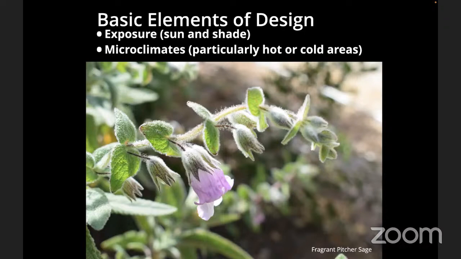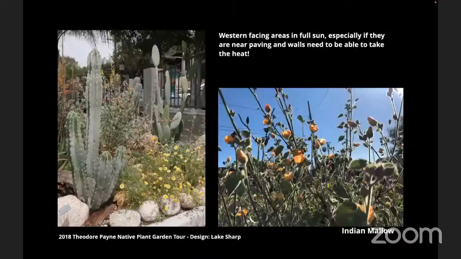If you're growing plants inland and you see that something wants full shade, that pretty much means no direct sun in the summer, pretty much any part of the day, or the plants might burn, which is only a small amount of the plants we might grow. And then microclimates. Microclimates are any particularly hot or cold areas in your yard.